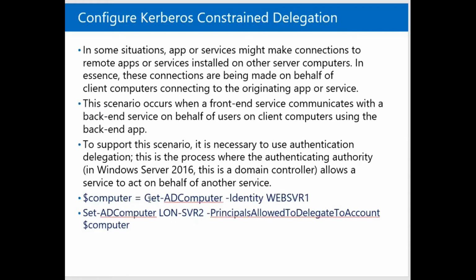So: Computer equals Get-ADComputer identity web server, Set-ADComputer launch server 2 -PrincipalsAllowedToDelegateToAccount computer. So that means if someone has access to these servers, they will have access to the web services as well. So that's how we can configure one server to provide authentication to another server in some specific scenarios. These things are related to service accounts and services, so pretty much we just need to get some idea around that.